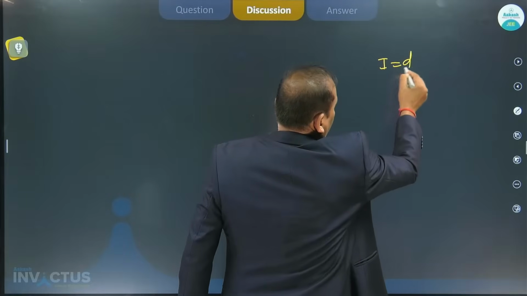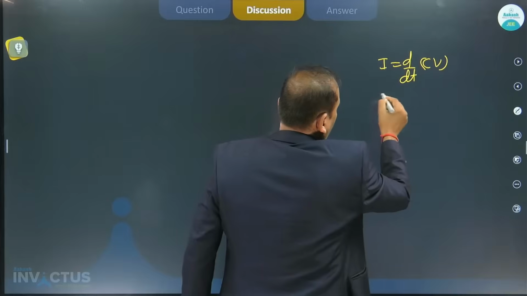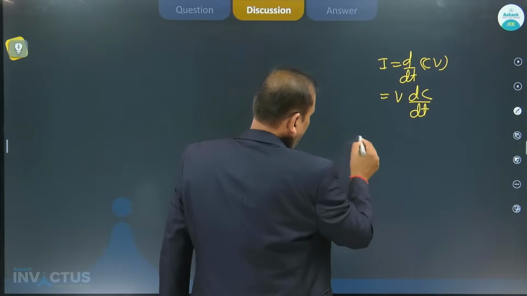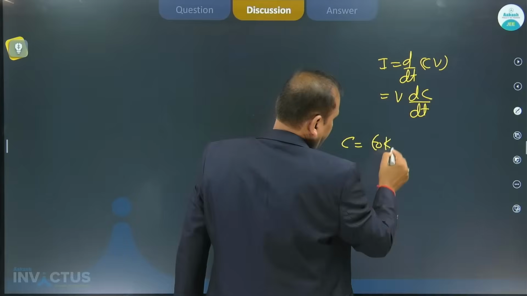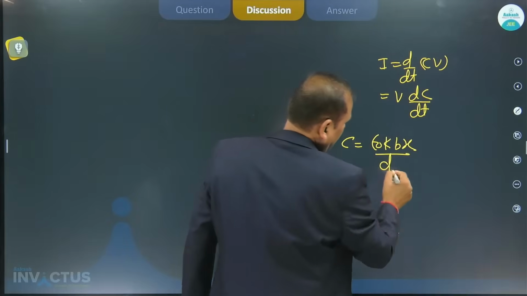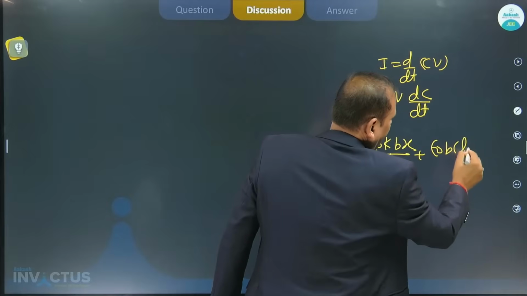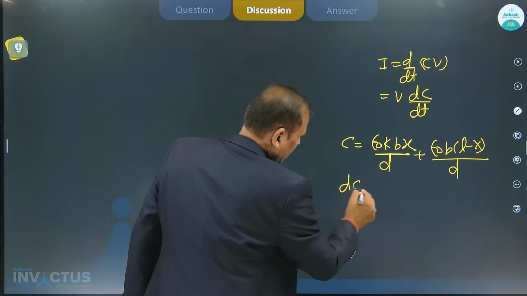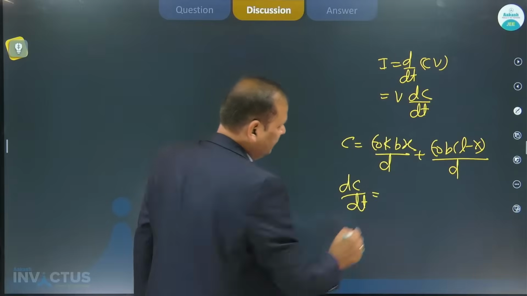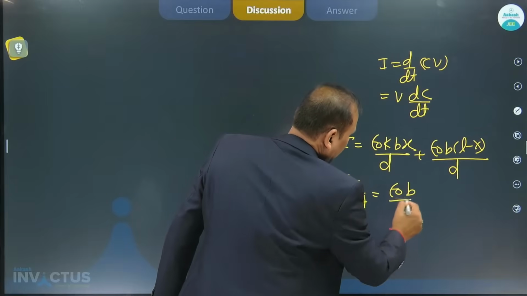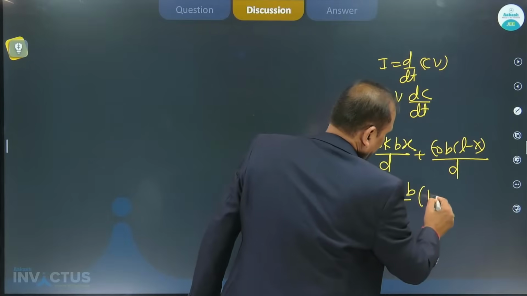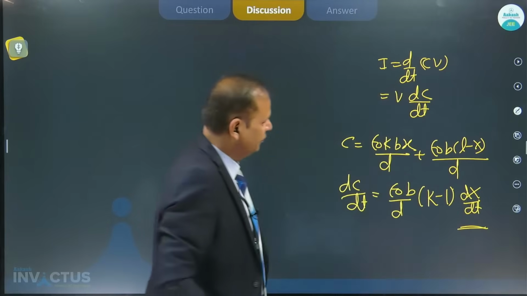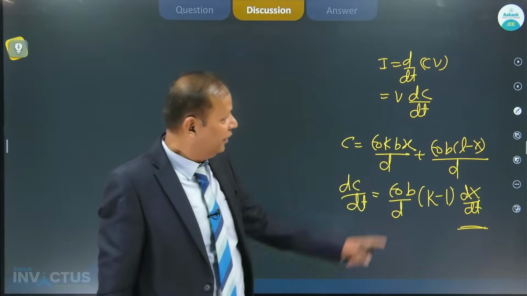I is equal to d by dt of CV, that is V dC by dt, and C was epsilon naught K Bx by D plus epsilon naught B (L minus x) by D. So dC by dt can be written as epsilon naught B by D (K minus 1) dx by dt. So now we need dx by dt.